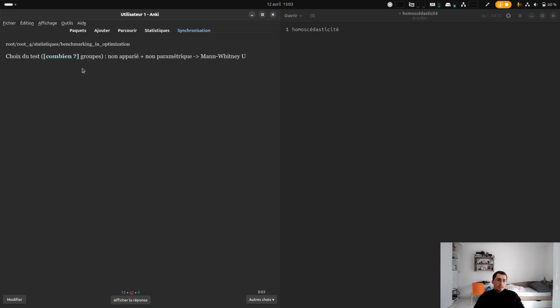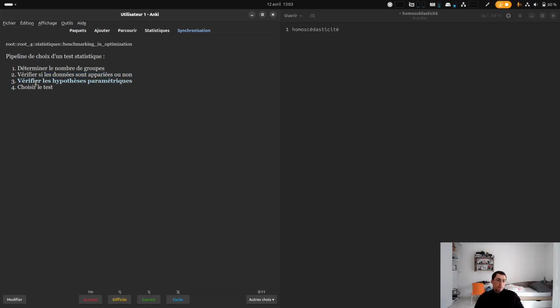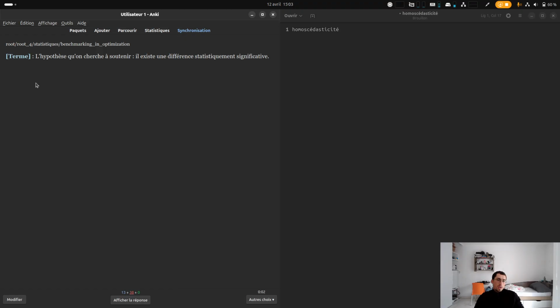Choice of test. Mann-Whitney, well, it's still when you have two groups. Common random number. So you check number of groups, you check if they are matched, and then you check the parametric test assumptions. That's the alternative hypothesis H1. Two groups. Normality is: do the data follow more or less a normal probability distribution.